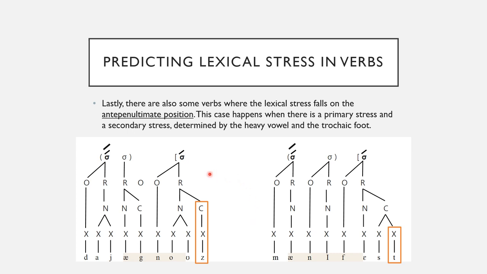Secondly, if we combine the syllable in the penultimate and the antepenultimate position, the antepenultimate syllable becomes stressed according to the trochaic foot. Lastly, if we combine the two stressed syllables, we can determine that the antepenultimate syllable carries the primary stress while the ultimate syllable gets the secondary stress.